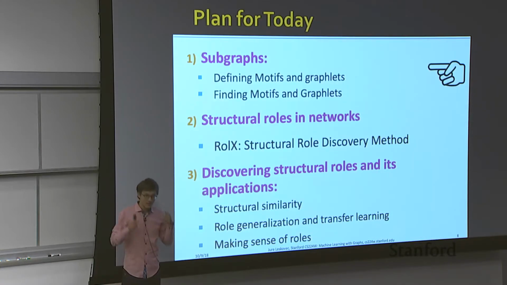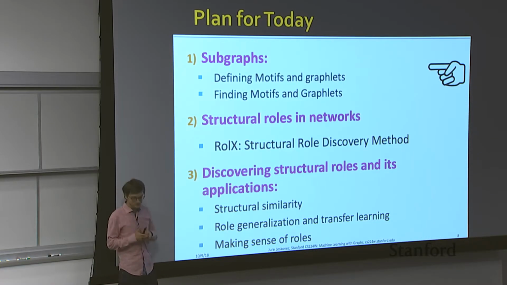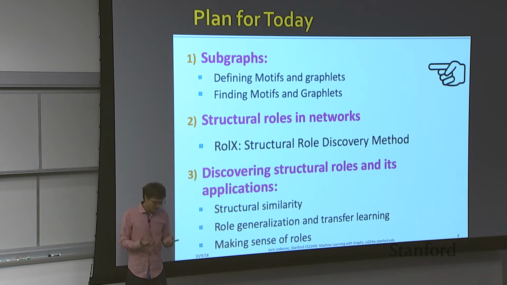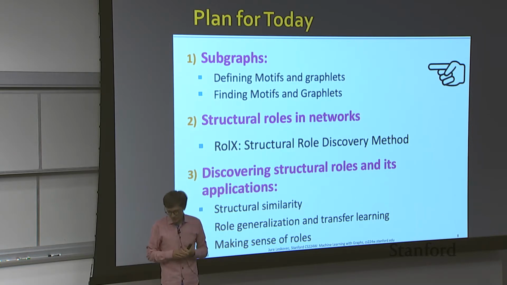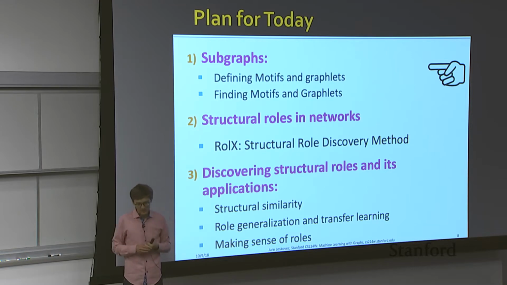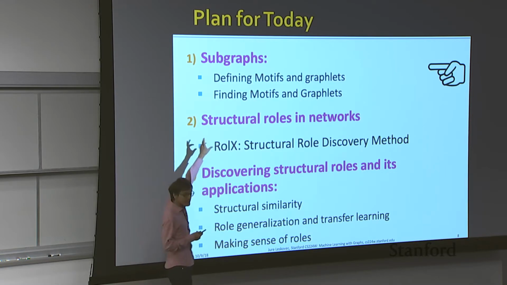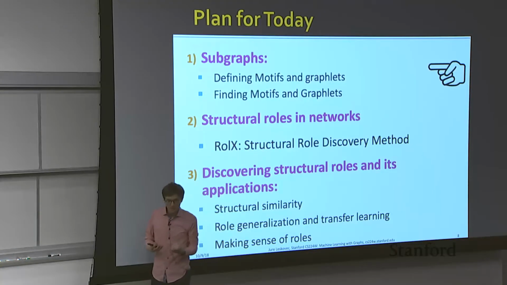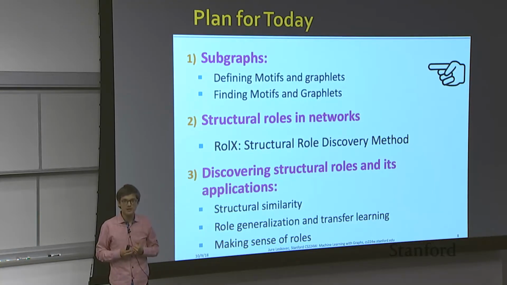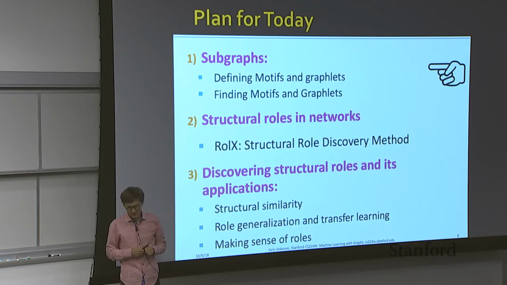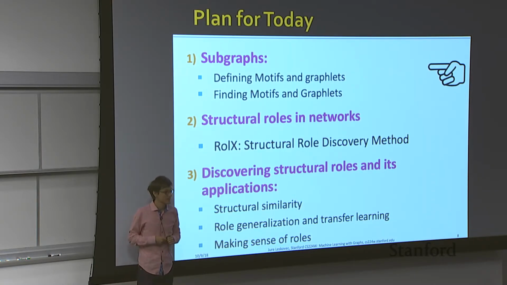Okay? So there are 3 things we will do today. First, we will talk about subgraphs, and we will define a notion of network motif, and we will define a notion of graphlet. And then I'll talk about algorithms to find motifs and graphlets. Then, using these types of concepts, we will talk about how we discover structural roles of nodes in the network. And then I'll show you some applications of these things. Okay, so that's the plan for today.